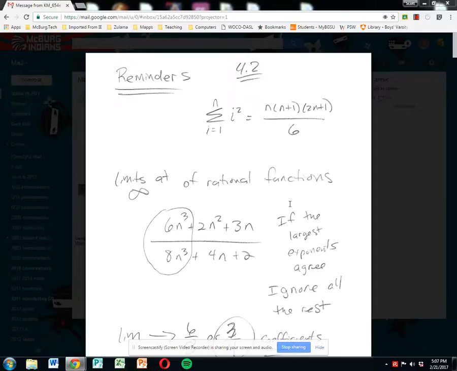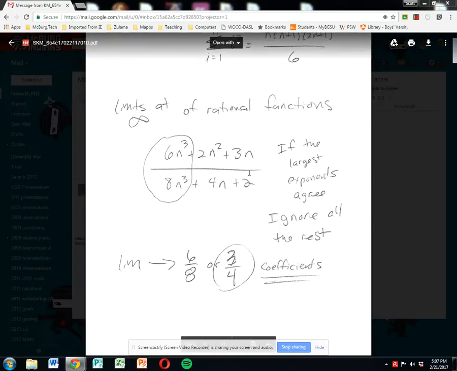All right, some quick reminders of things we're going to use during this particular lecture on 4.2 area. The summation formula for i squared from i equals 1 to n is this particular formula. And then limits at infinity, that we addressed last time when we looked at horizontal asymptotes.